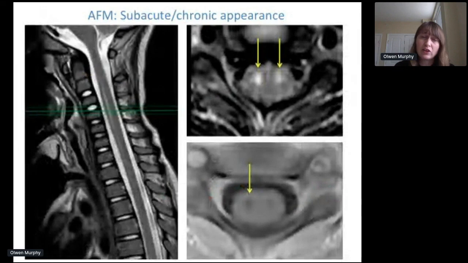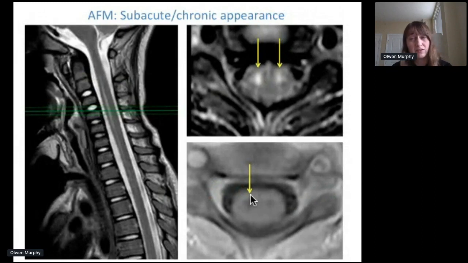Interestingly, at some locations in the anterior horns where prominent residual lesions remain in the chronic phase, there may be corresponding T1 hypointensity, as seen here. And this suggests that some of these lesions involved substantial tissue destruction.